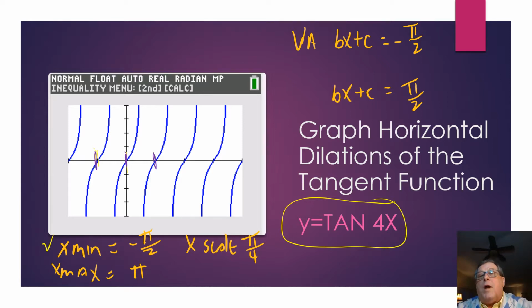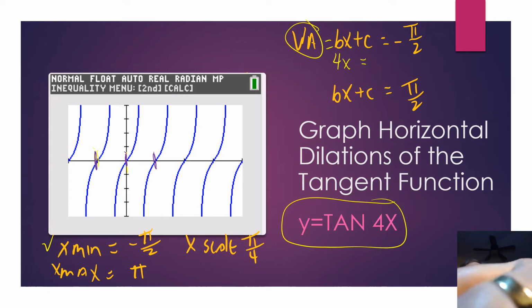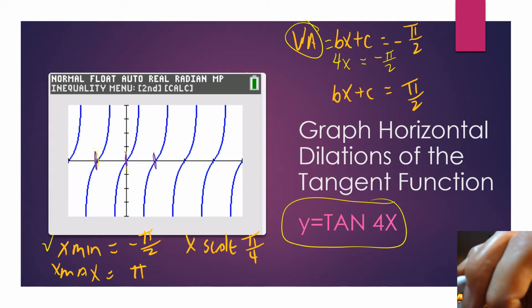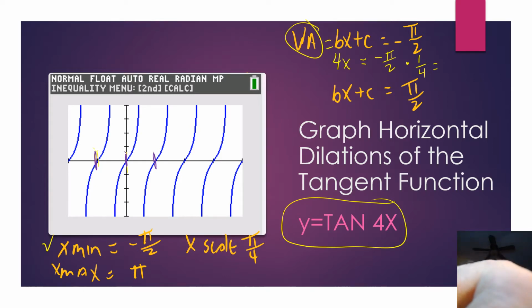Now, algebraically, we can determine our vertical asymptotes by taking the basic equation, bx plus c equals negative pi over 2, and bx plus c equals positive pi over 2. In this case, b is equal to 4. So we got 4x, and of course we don't have any c, and we're talking about vertical asymptotes here. Well, let's see if it equals negative pi over 2. If I divide both sides of this equation by 4, which is the same as multiplying by 1/4, then we're going to have a vertical asymptote. One of these would appear at negative pi over 8, and then I'm going to see another one, multiplying again by 1/4, at pi over 8.